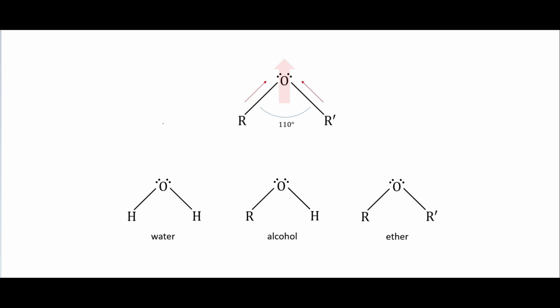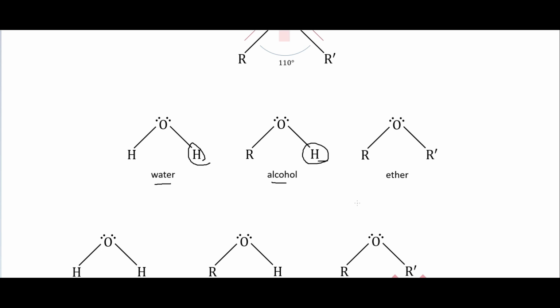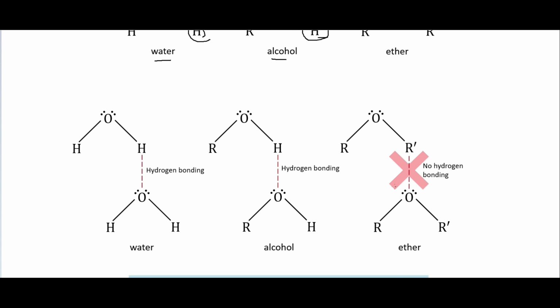The thing to notice first, in comparison to some other similar oxygen-containing functional groups, is that the ether does not have any hydrogen bonding. If we look at our water here and our alcohol, we have these hydrogens that can hydrogen bond with other molecules. When we have the ether, we do not have that. So with water, we have hydrogen bonding. With alcohols, we have hydrogen bonding. We do not have any hydrogen bonding in our ethers.